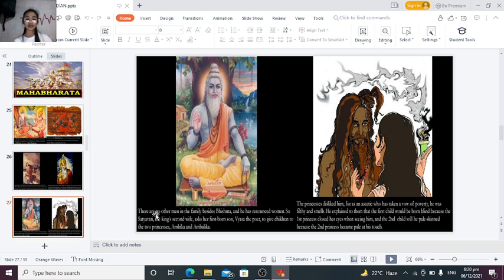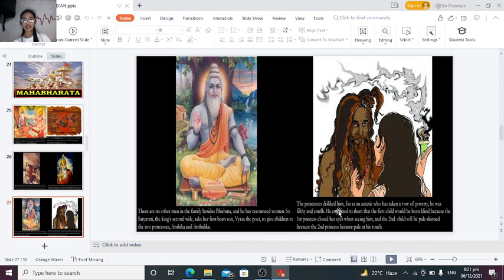However, there are no other men in the family beside Bhishma, and he has renounced women. So Satyavati, the king's second wife, asked her firstborn son, Vyasa the poet, to give children to the two princesses, Ambika and Ambalika.